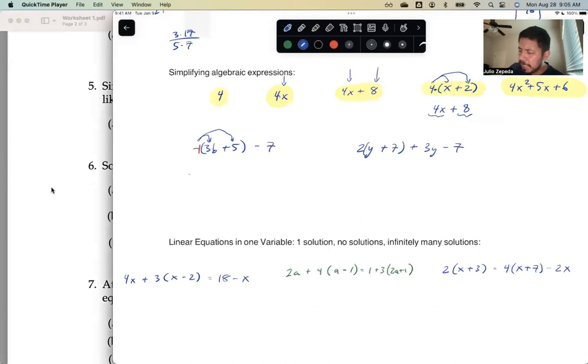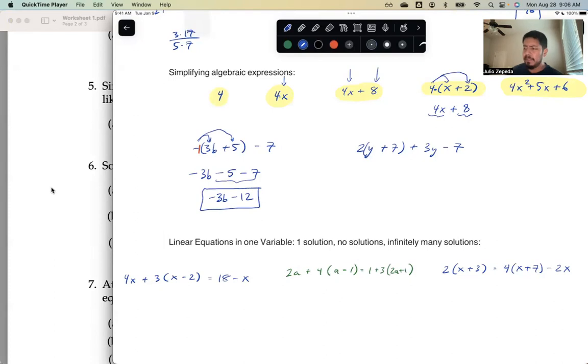And that gives us -3b -5 -7. And then if we combine like terms, there are 2 like terms here. So we have -3b -12. And that's as much as I can simplify this expression. -3b and -12 are not like terms since they don't have the same variables. One has a variable, one doesn't. Okay, so we can stop there.